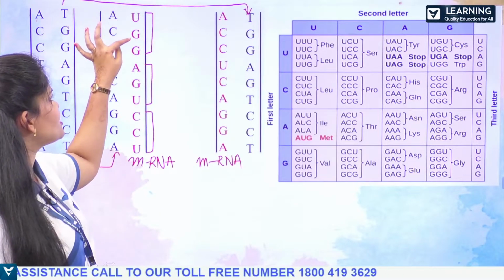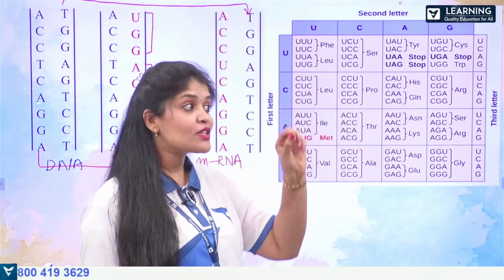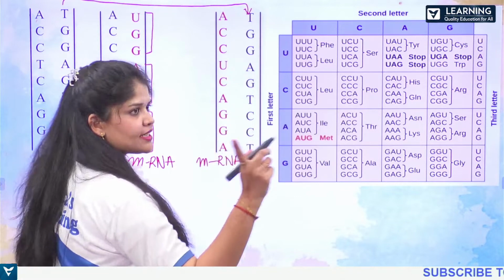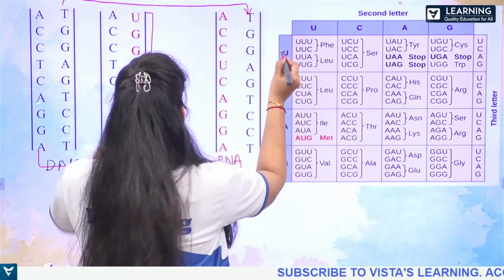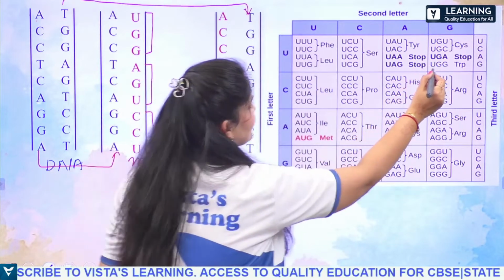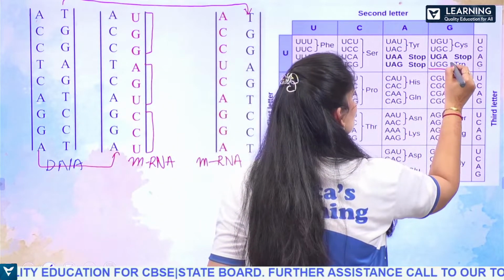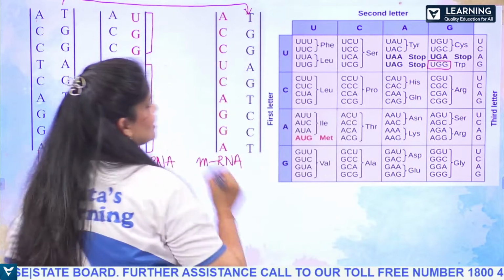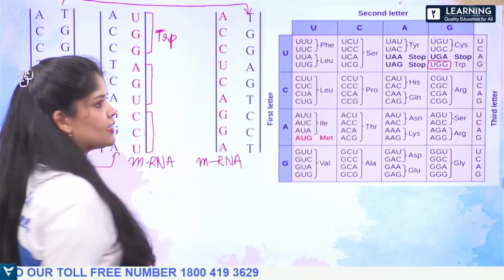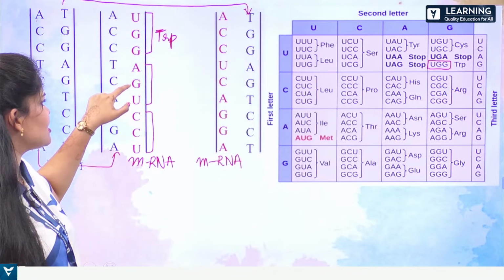That is UGG. Let's look in the genetic code chart at what amino acid is coded by UGG, right? First letter is U. So here is the first letter U. Second letter is G. Here is the second letter G. So here. And what is the third letter? Again G. So G will come here, right? We have UGG. UGG codes for tryptophan, right?